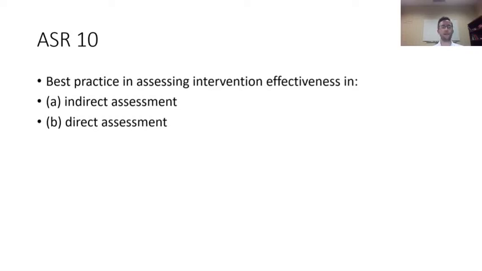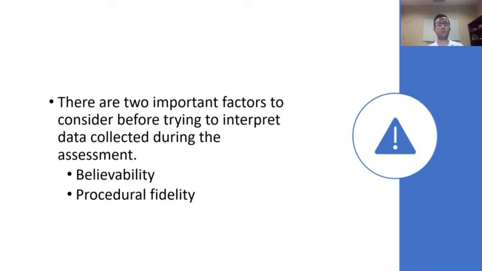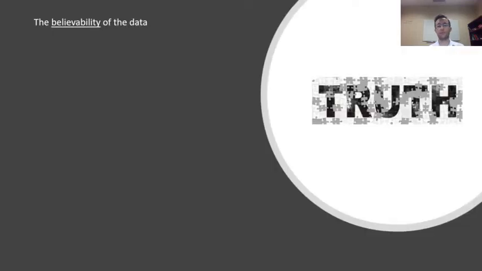ASR 10, best practice in assessing intervention effectiveness is A. Indirect assessment, or B. Direct assessment? A couple more seconds. Alright, I'll close the poll, and the answer is B. Direct assessment. Now, there are two important factors to consider before trying to interpret data collected during the evaluation or the assessment of the intervention's effectiveness: believability and procedural fidelity.